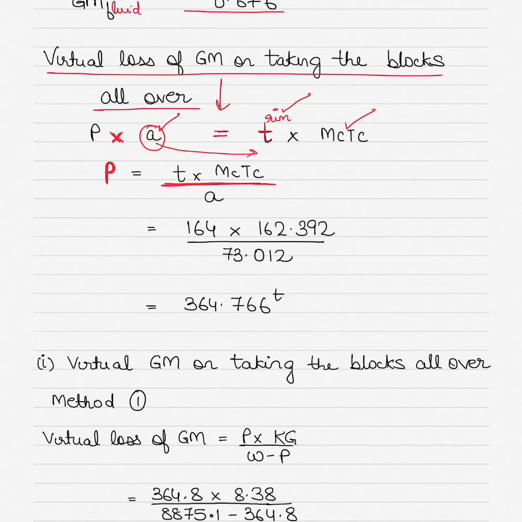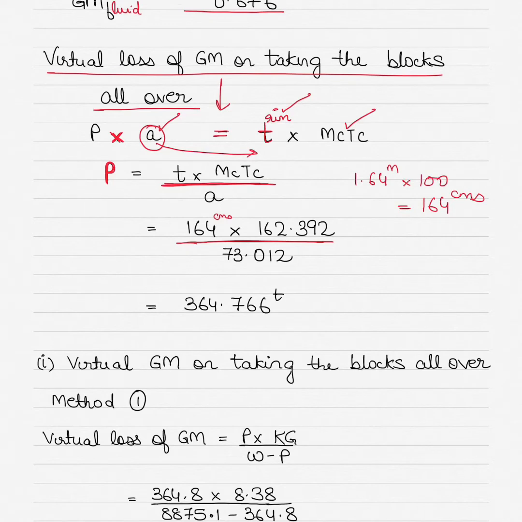So that can be calculated when you bring A here, because P is the unknown, the rest of them are knowns. Put the value of the trim as 164. Now remember, the trim we calculated was 1.64 meters. You need to convert it into centimeters. So 1.64 meters multiplied by 100 will give you 164 centimeters. Now why are we taking centimeters here, you may ask me. Because the moment to change trim by 1 centimeter, MCTC, is in centimeters. Right? So the trim also has to be in centimeters. It cannot be in meters.